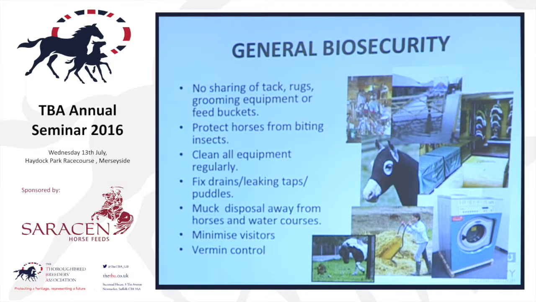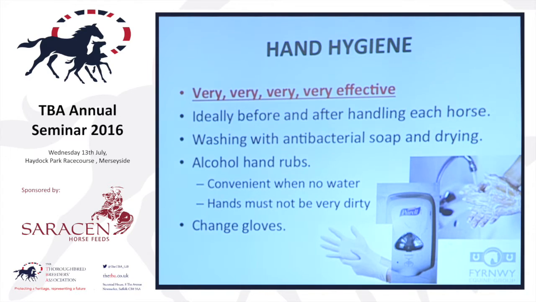Fix your drains, leaking taps, and puddles: breeding grounds for mosquitoes, great for salmonella as well, stagnant water. Get rid of your muck away from horses and watercourses. Muck disposal, especially from youngsters, is very important; not to put it on your pastures, we've already said. Minimise visitors onto the premises, and vermin control as well. So cats will get rid of rats and mice, but they do spread things around themselves. And chickens, people seem to be particularly keen on in some places, but they're moving around from stable to stable.